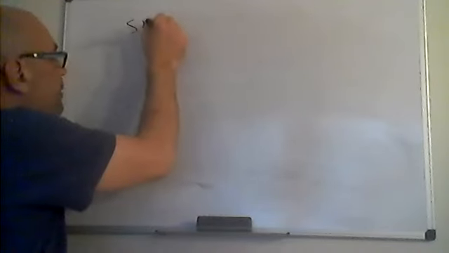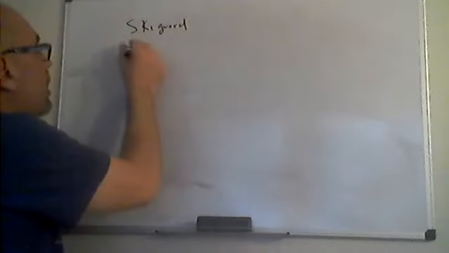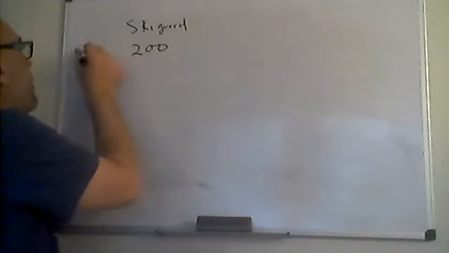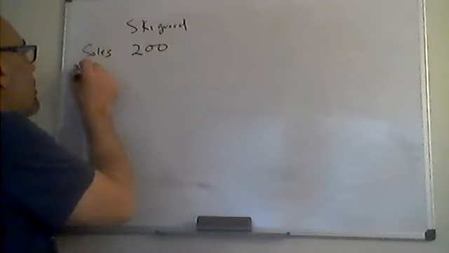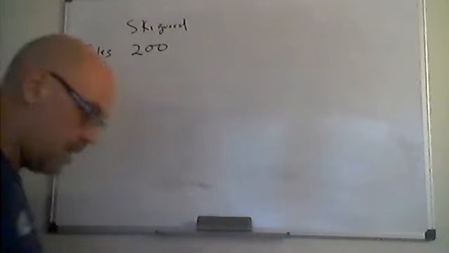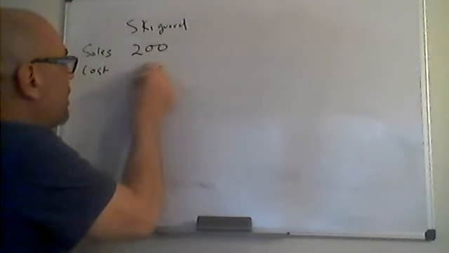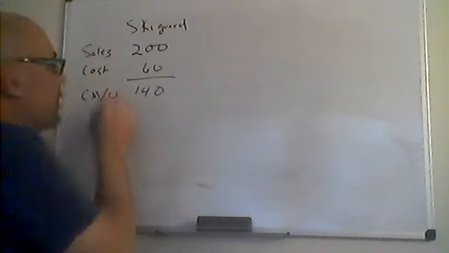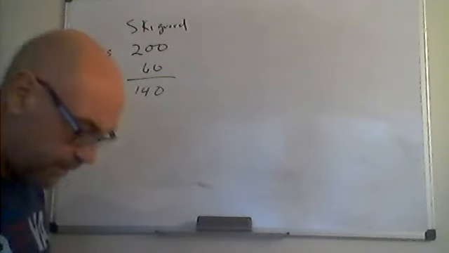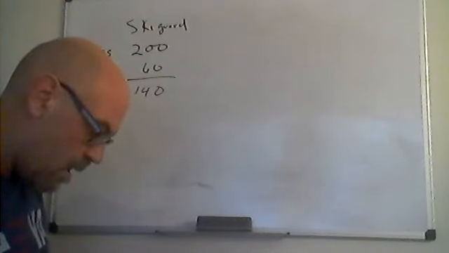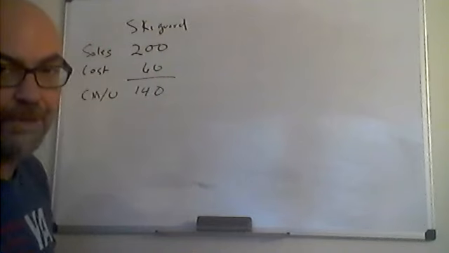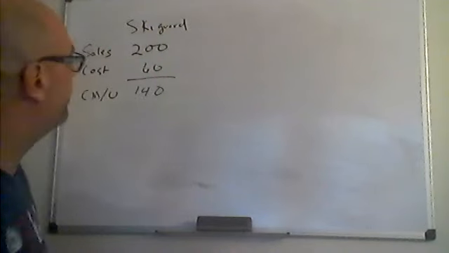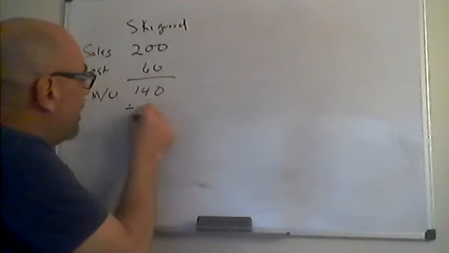Okay, so for example, our ski guard has a selling price of 200, has a cost of 60 to get us a contribution margin per unit of $140. The problem tells us it takes 2 minutes on the machine. So do we divide that by 2 minutes?